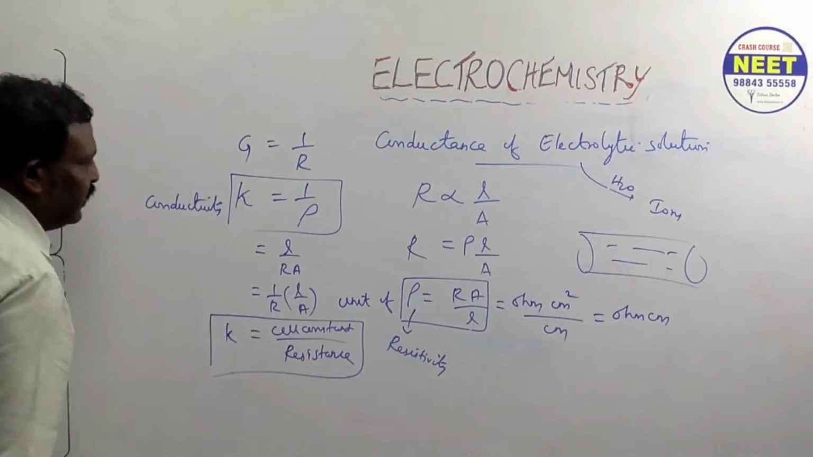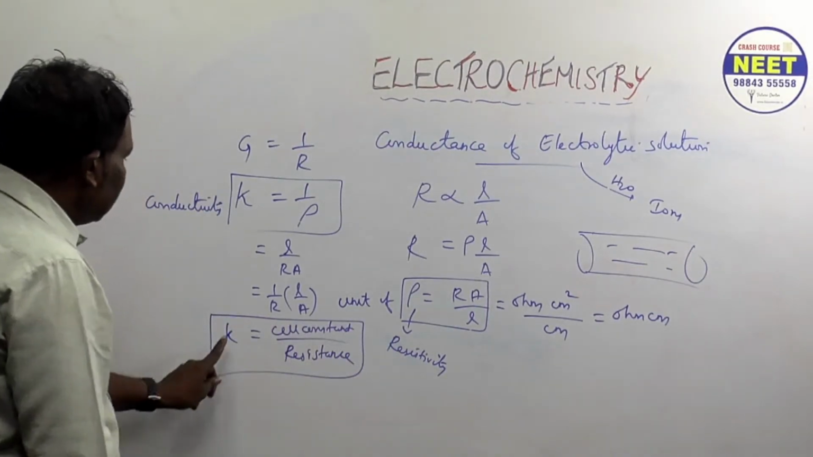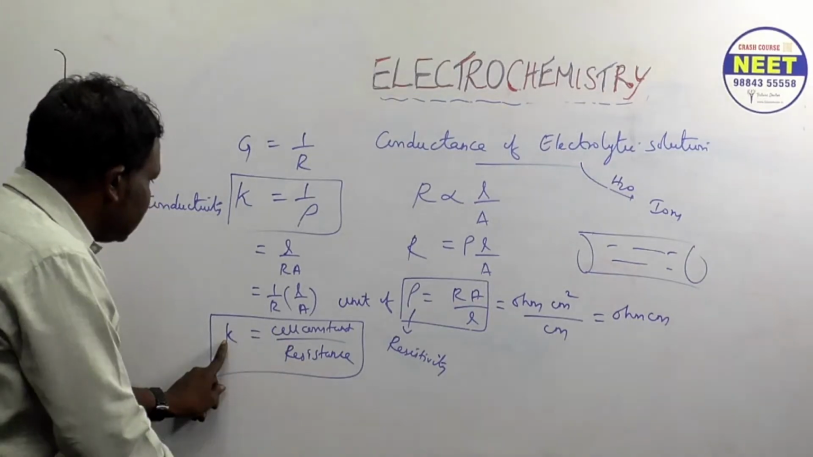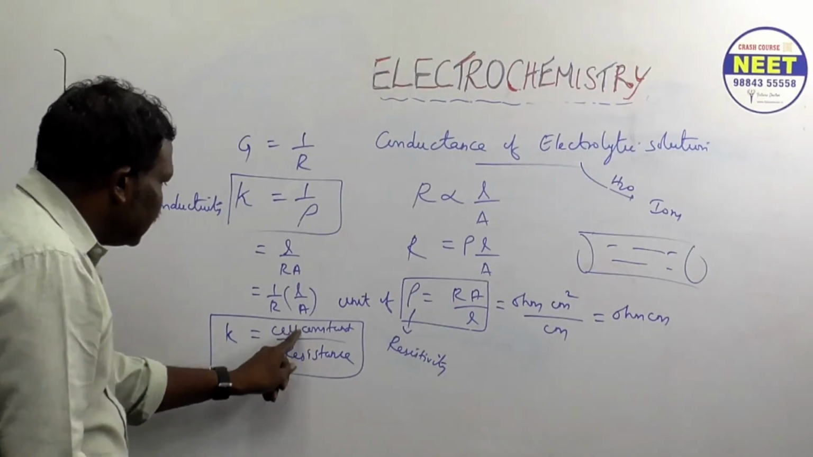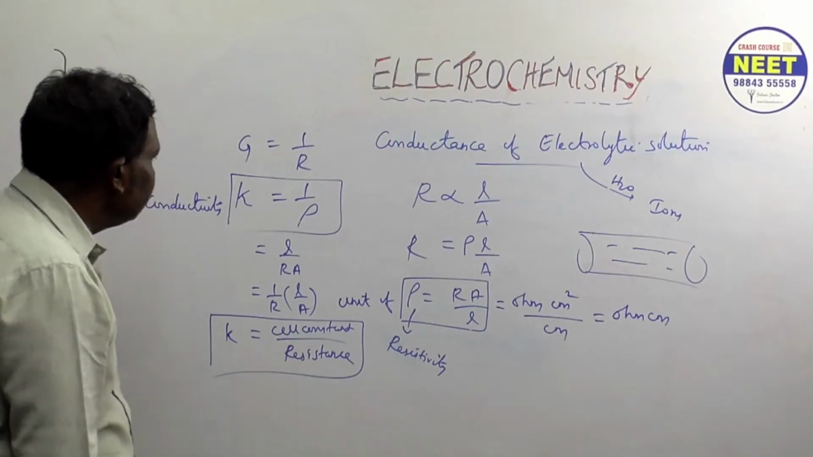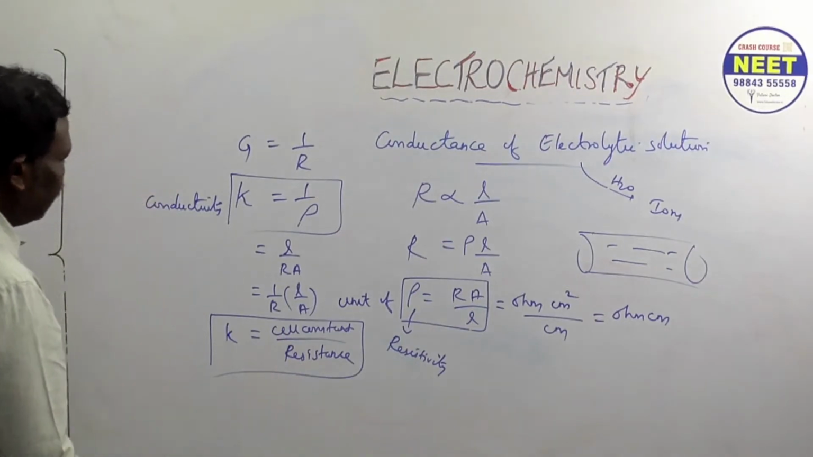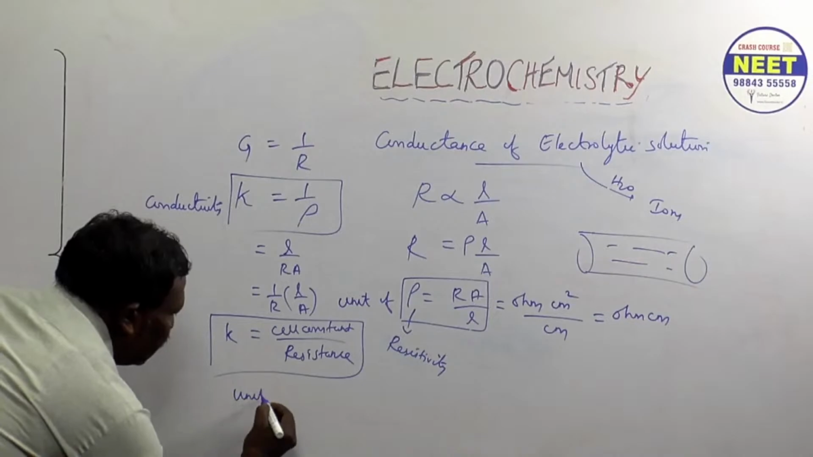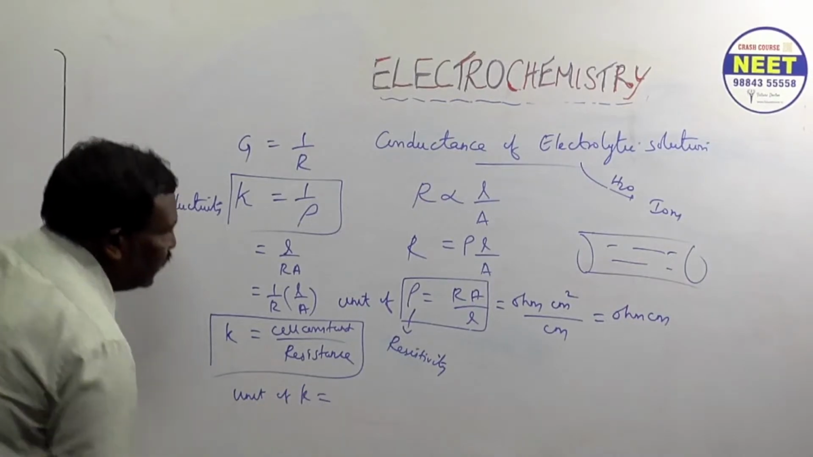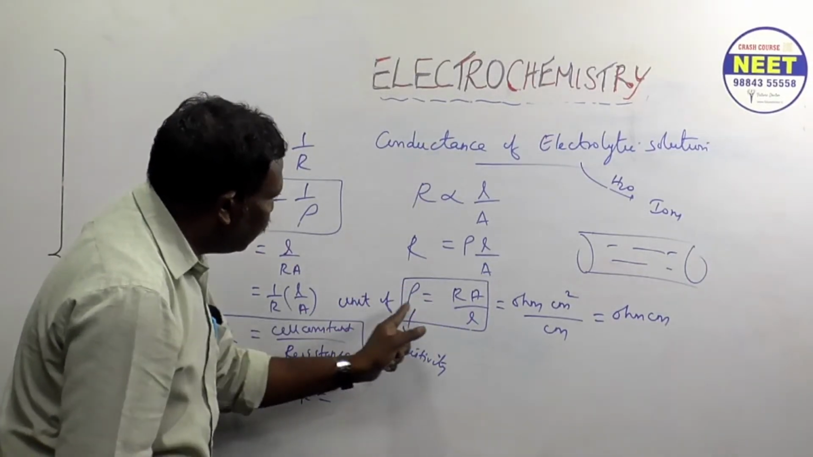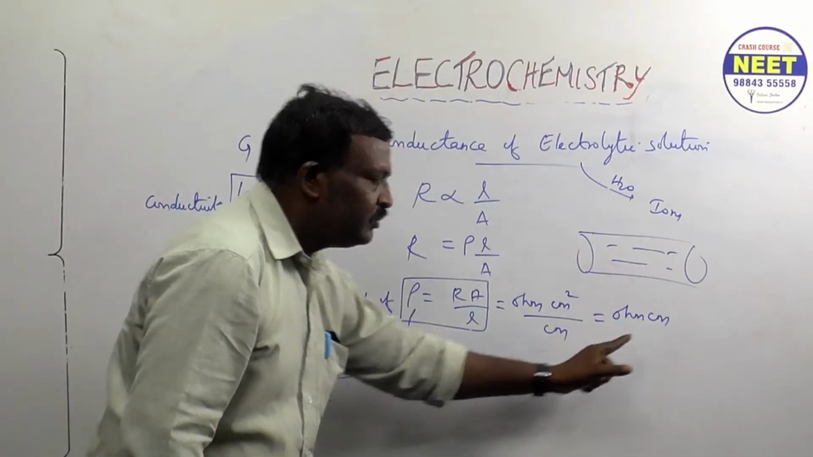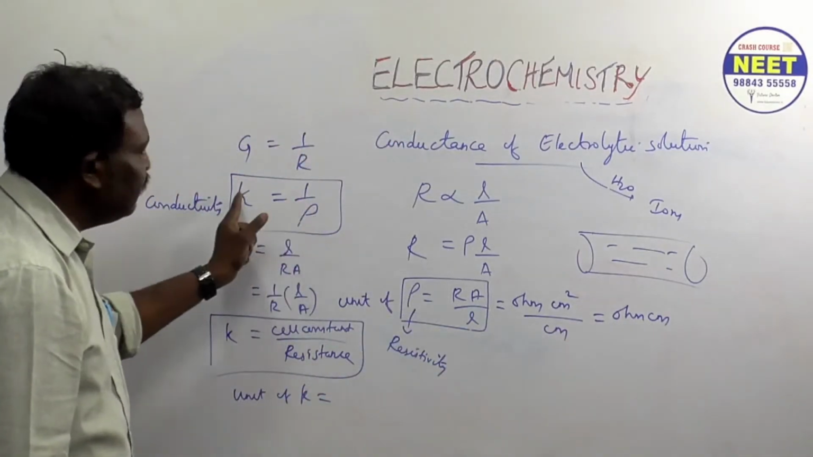Based upon this they will ask some questions. Specific conductance or conductivity is equal to cell constant by resistance. Then what is the unit of kappa? The unit of rho we know. What is the unit of rho? Ohm centimeter, no? Kappa and rho are inversely proportional, no?